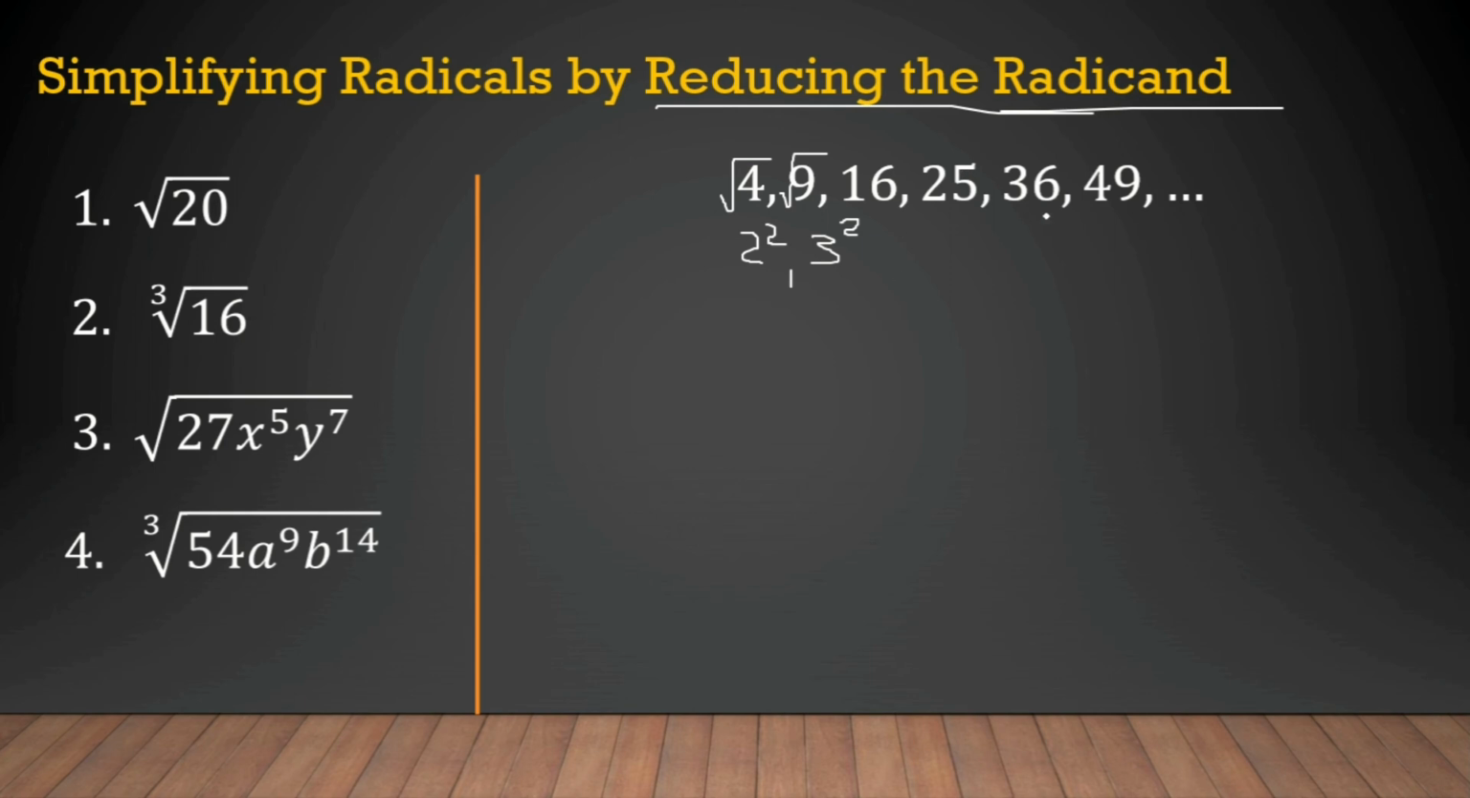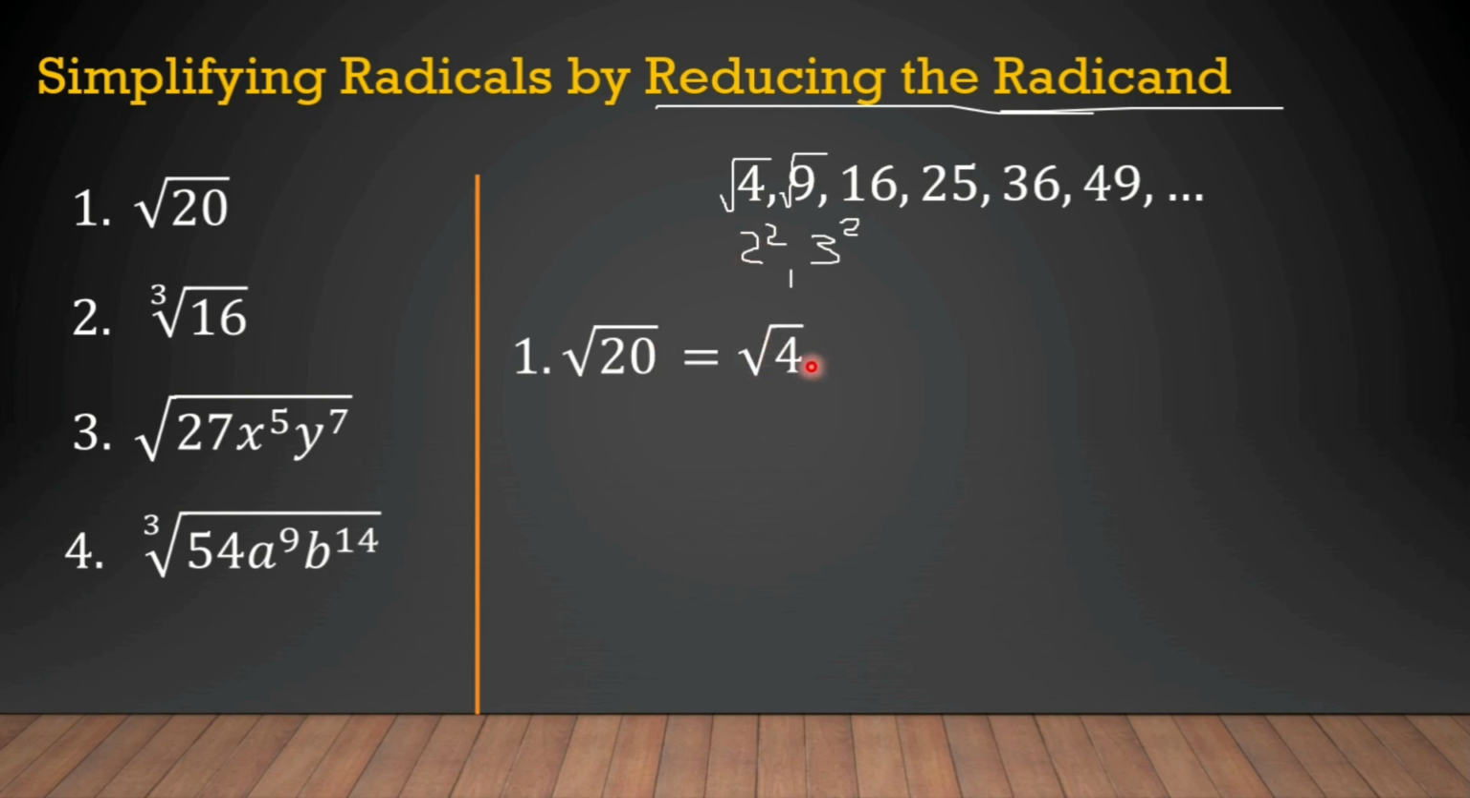Ngayon, itong mga perfect square na number na ito yung papartneran natin ng isa pang factor para mahanap natin yung equivalent ng number na isi-simplify natin. Katulad dito sa number 1. The square root of 20. So, alin kaya sa mga perfect square number na ito ang isang factor ni 20?